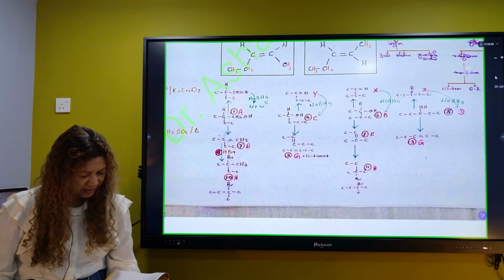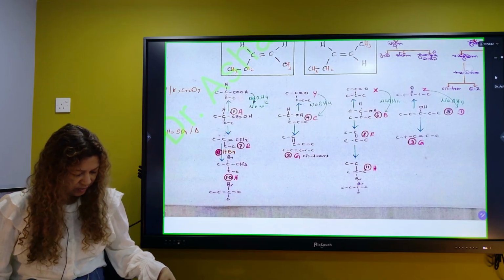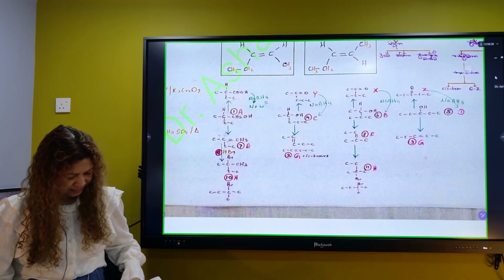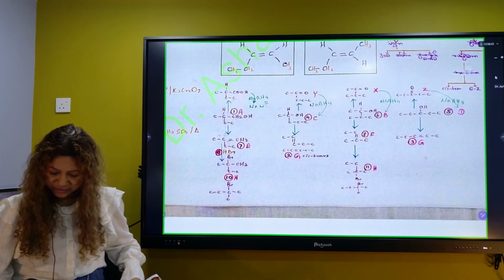C5H12O, A, B, C and D are structural isomers. A, B and C show optical isomerism. Draw possible structures for A, B, C.